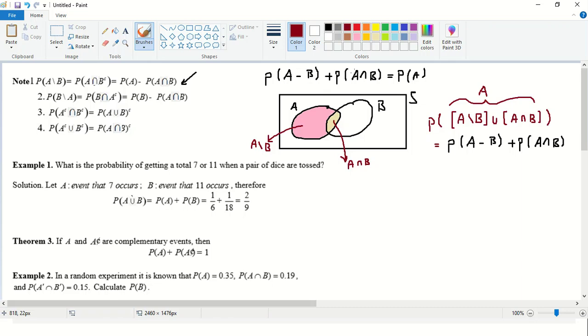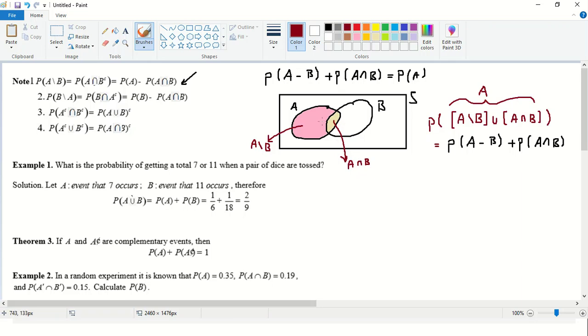But instead of proving all this type of thing, you can visually, by looking at the Venn diagram, find this formula. This A minus B is the pink part, and this gray part is A intersected by B.